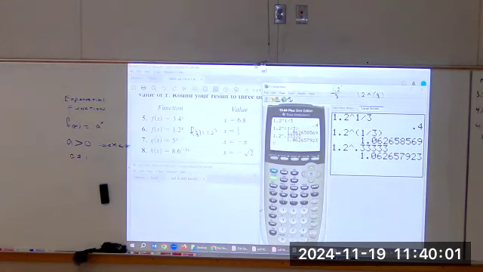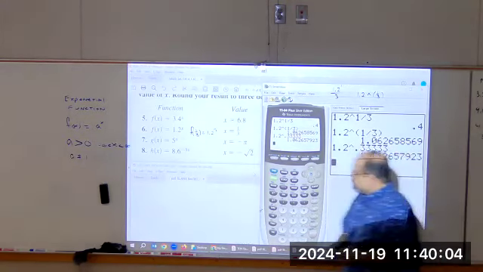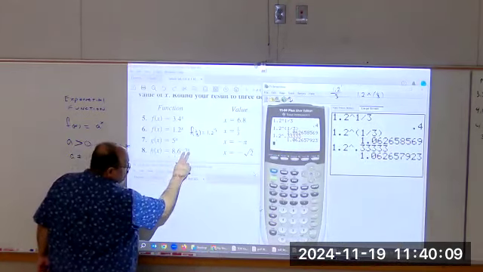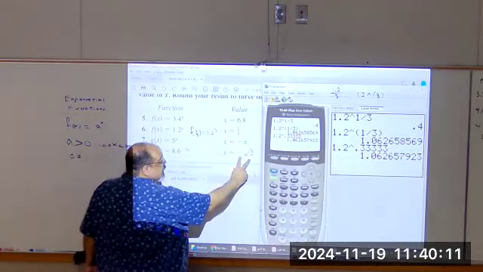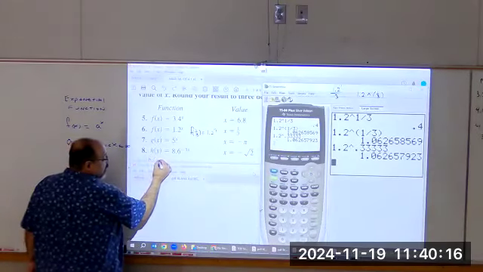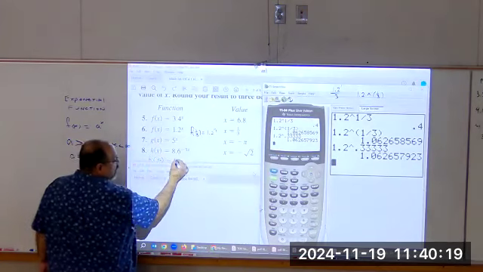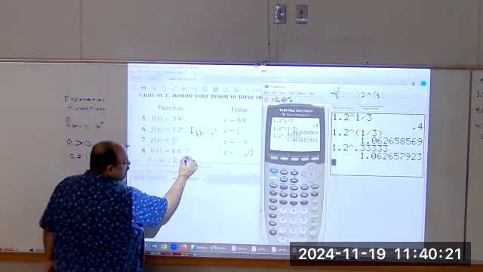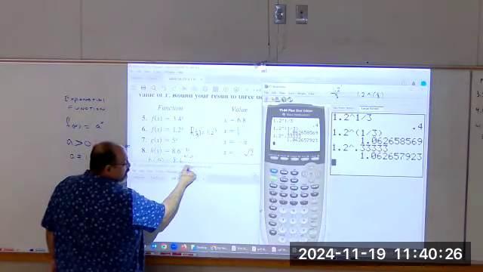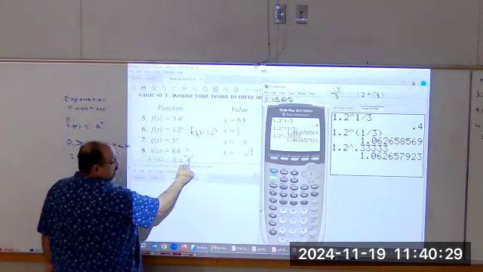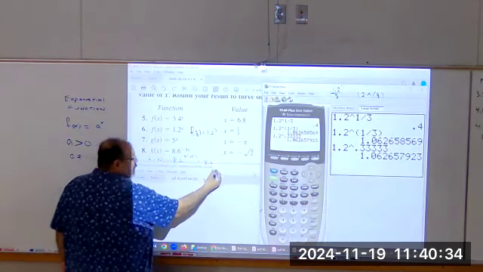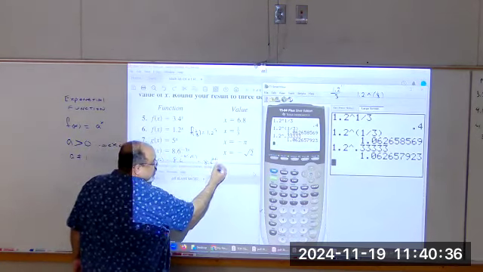And then number 8. That's 8.6 to the negative 3x, and we're going to substitute negative square root 2. So h of negative square root 2 is going to be 8.6 to the negative 3 times negative square root 2. And maybe I can simplify this before I punch it up. What's a negative times a negative? So this is just going to be 8.6 to a positive 3 square root 2.